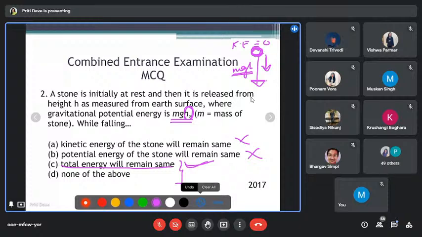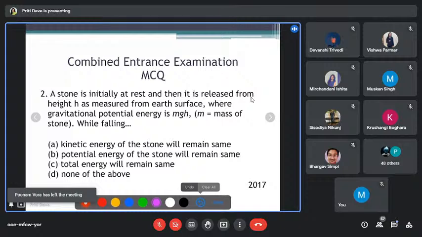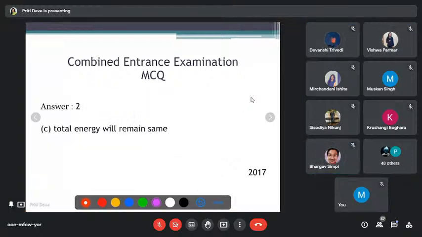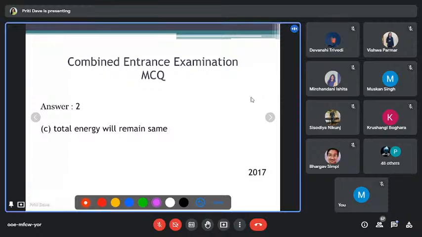See, in the same year, you have 2 marks on gravity. Is everybody clear with what I said, guys? Great. So the answer is total energy will remain the same or remain conserved or remain constant.